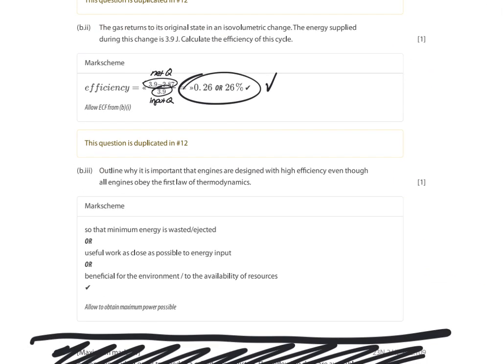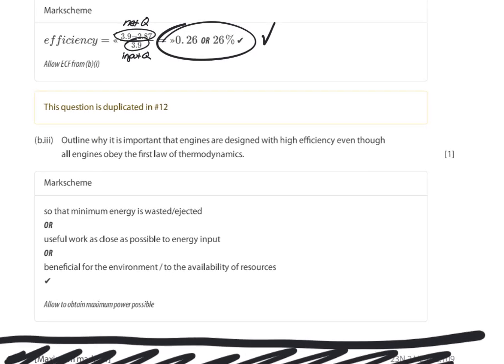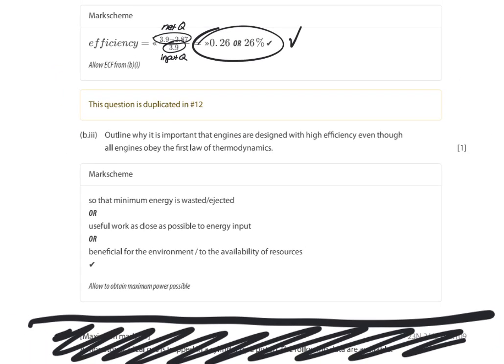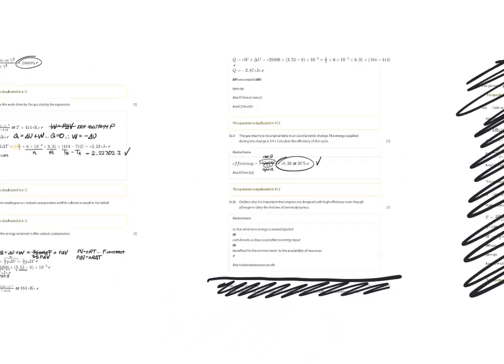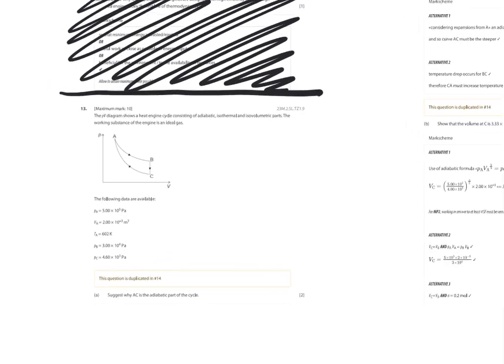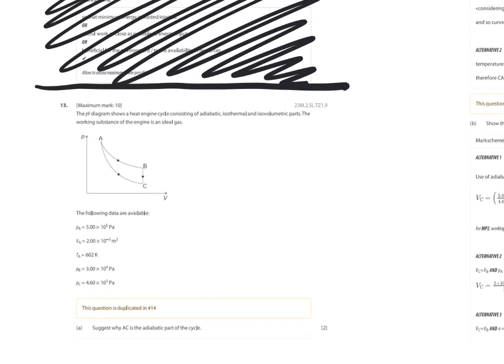And then part B II says, why is it important that engines are designed with high efficiency, even though all engines obey the first law of thermodynamics? This is a gimme. You want to minimize energy waste. You want the useful work to be as close as possible to the energy input, beneficial to the environment, et cetera. So there you go. All right, that is number 11. And number 12 was a duplicate of 11. So now we're on number 13.